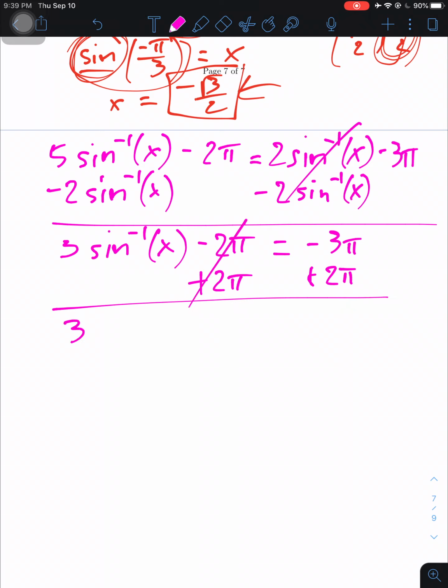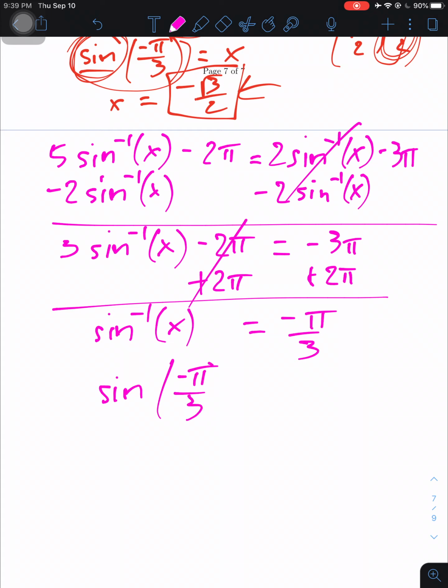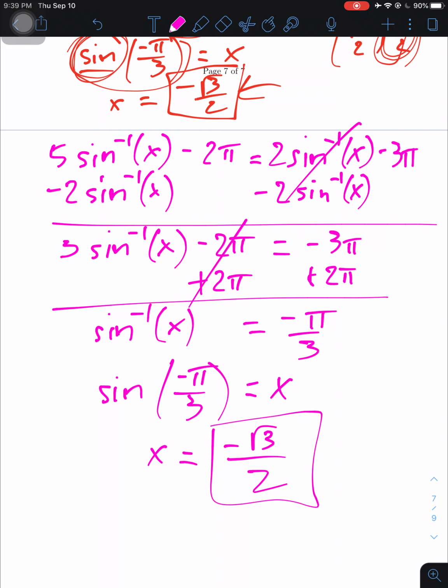This is gone, and then this is 3 sine inverse of x, and then -pi, right? To keep it short, I'm going to divide both sides by 3 and take this away. Then by definition, I get sine of -pi/3 equals x. And just like before, we end up with the same answer, x equals -square root 3/2, either by looking at the unit circle, or by my way of retrieving the value from the unit circle. Okay, so this is the end of this section.